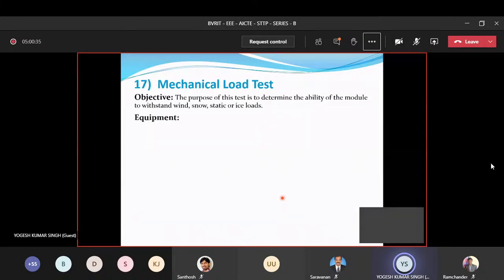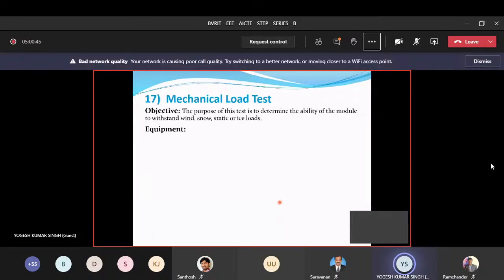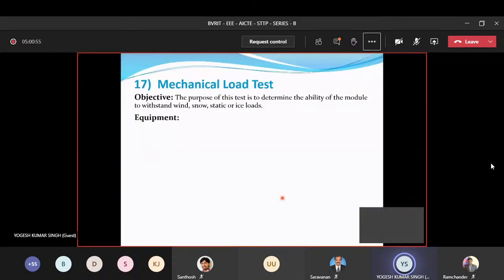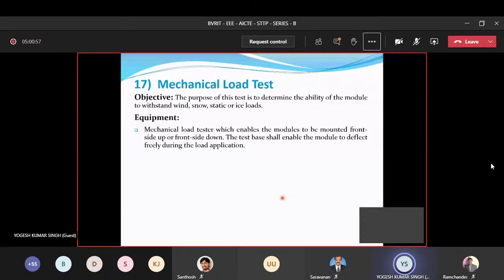First we require the objective. Why do we require this test? The purpose of the test is to determine the ability or resistance of the module to snow and wind loads. What equipment will be required? The mechanical load tester, to which the module is mounted, and this is basically the mechanical load setup.